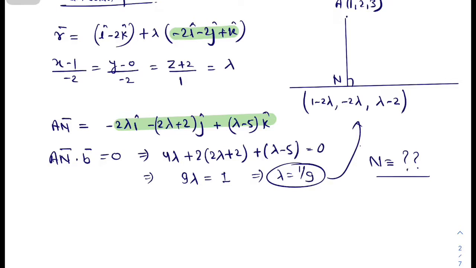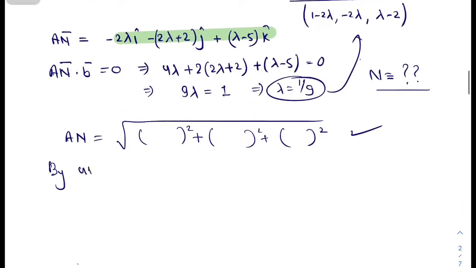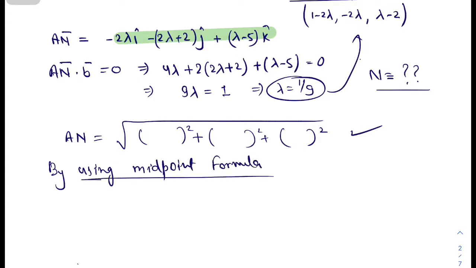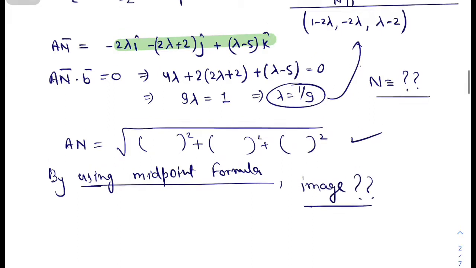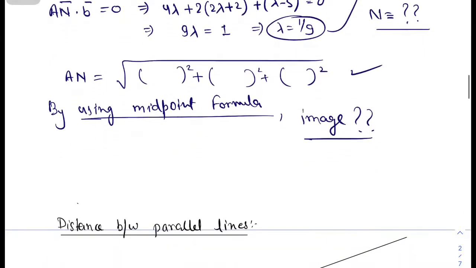So if you put 1 upon 9 here, you can easily get the coordinates of the foot of perpendicular. If you have the coordinates of the foot of perpendicular, you can easily get the perpendicular distance by using the distance formula, and by using the midpoint formula you can get the image. Okay, so I hope you have understood these three questions very well.